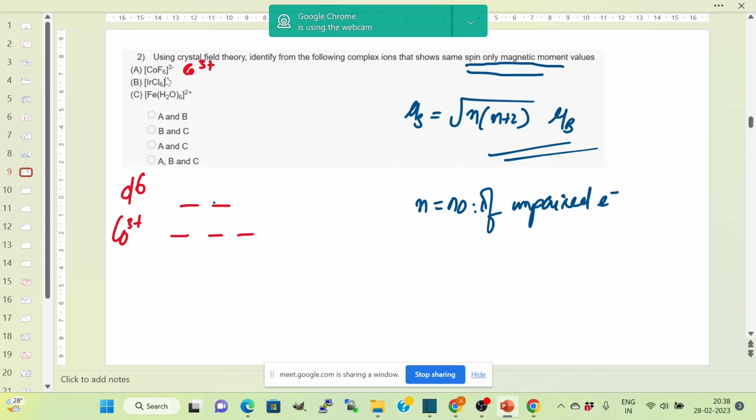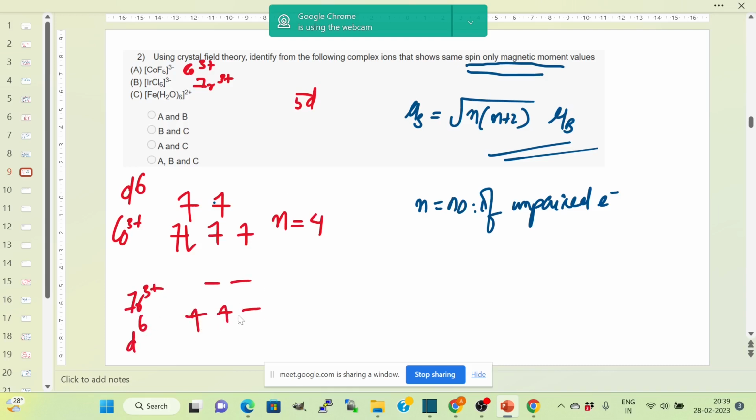So this is an octahedral complex, t2g and d6. 1, 2, 3, 4, 5, 6. So the number of unpaired electrons here is 4. Now we will look at B, which is IrCl6 3 minus. Here iridium is also in the plus 3 state. I already said iridium belongs to 5d, so irrespective of the ligand, definitely it will go for pairing. So iridium 3 plus also has d6 electrons. 1, 2, 3, 4, 5, 6. So the number of unpaired electrons is 0.